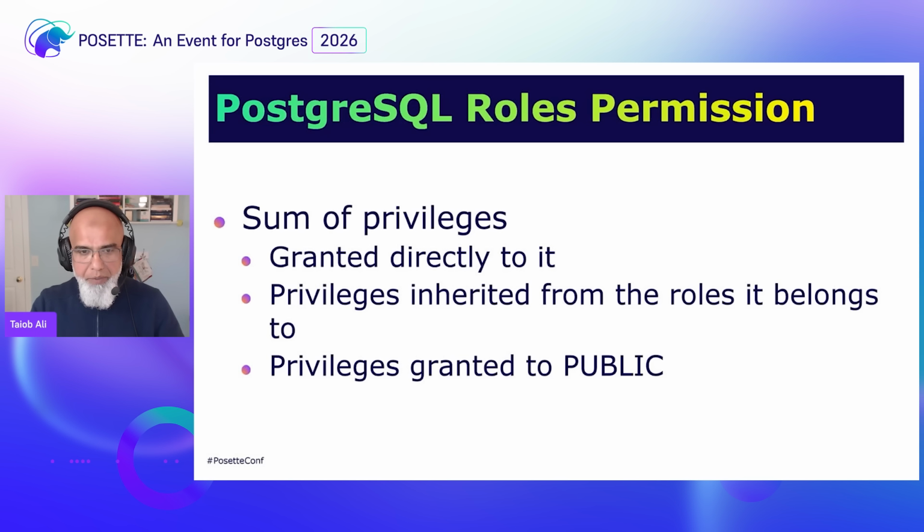So that public permission is already there, and you can modify those if you do not feel comfortable, or if you think those are too much for every role. You can always control those. And then the role is going to get whatever you grant directly and whatever it inherits. So the combination of these three is the total privilege that a role is going to have within a database.